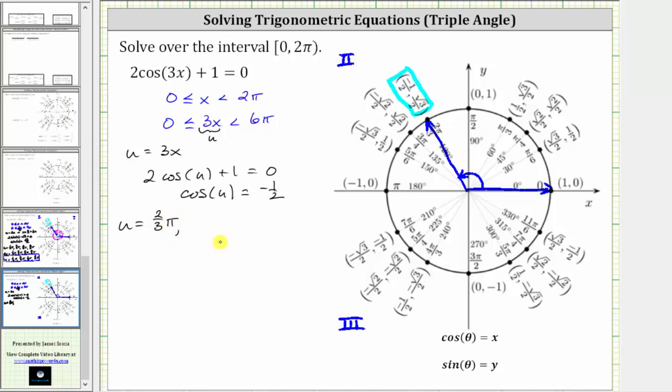But remember, we're solving this for u from 0 to 6 pi radians, and therefore there are 2 more angles that we can find in this interval that have this side as the terminal side. The next angle would be 1 complete rotation around the unit circle, and then back to this terminal side, which should be this angle here. This would be 2/3 pi radians plus 2 pi radians, and 2/3 pi plus 2 pi is equal to 2/3 pi plus 6/3 pi, which is equal to 8/3 pi.